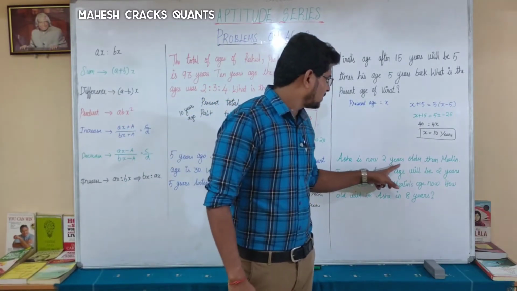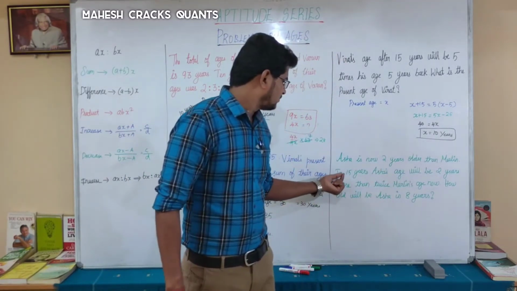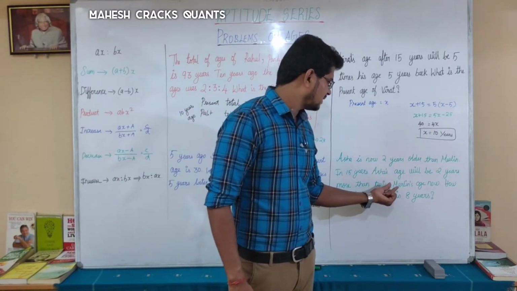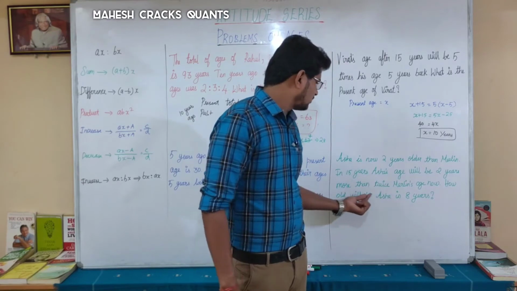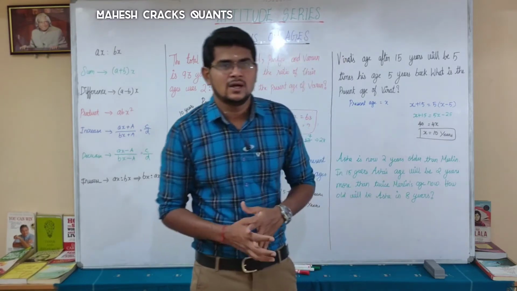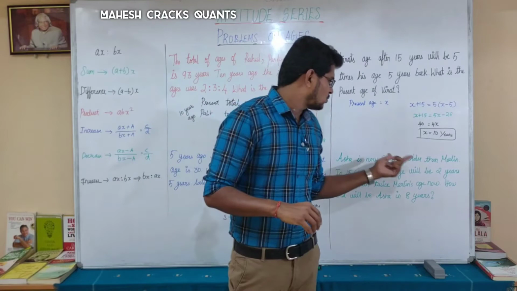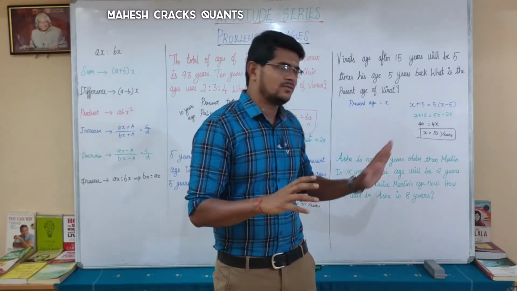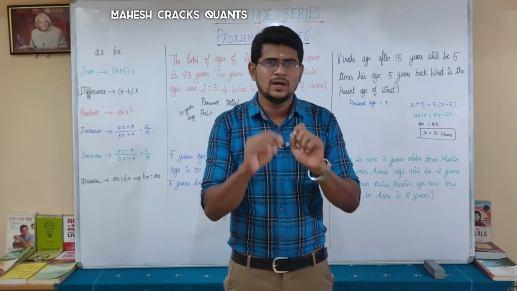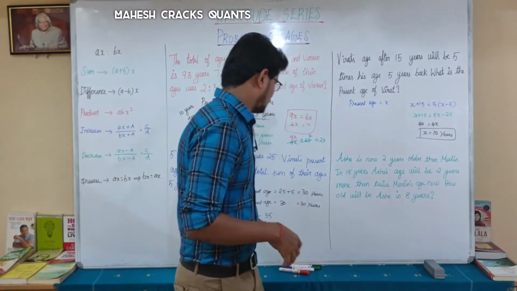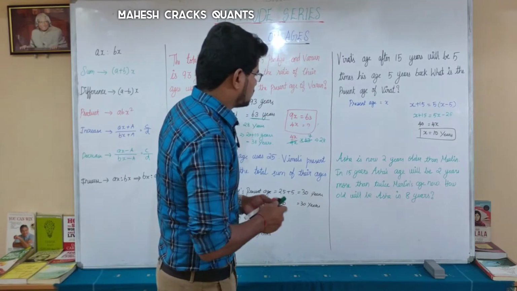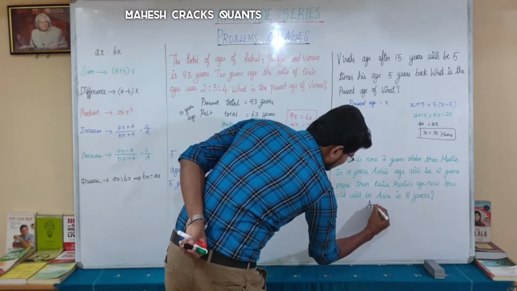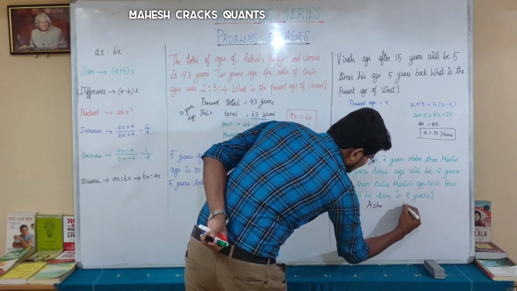Asha is now 2 years older than Merlin. In 15 years, Asha's age will be 2 years more than twice Merlin's age now. How old will Asha be in 8 years? So, Asha is now 2 years older than Merlin. We don't know the age of either person, so we have to assume x for one person's age. I am assuming Asha is now 2 years older than Merlin.